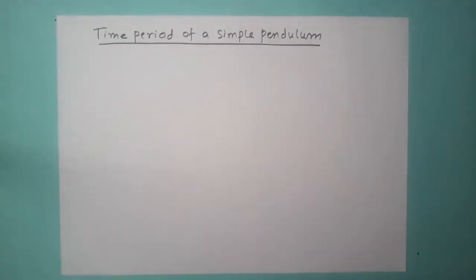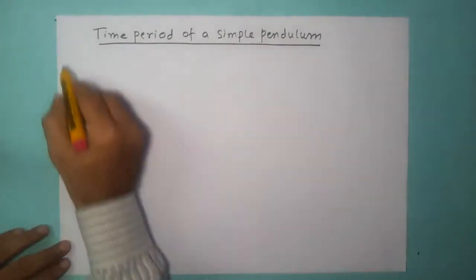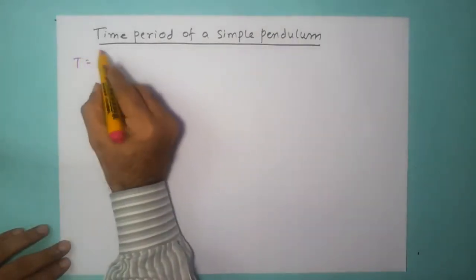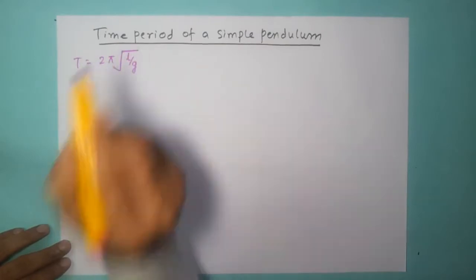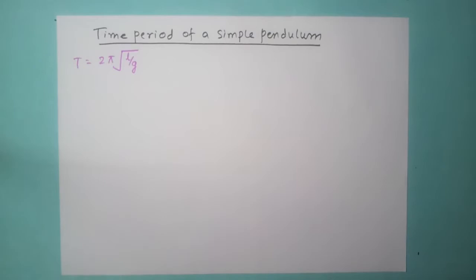Okay, time for a very interesting discussion on the time period of a simple pendulum. This is something which you have used in the lower classes, right? And we're going to try to understand how this equation has come in. The equation that I'm referring to is the time period of a simple pendulum, T = 2π√(L/g). This is the equation that gives the time period of a simple pendulum.